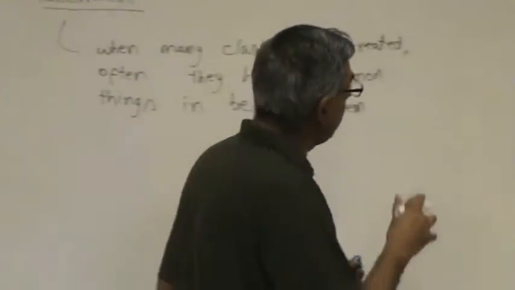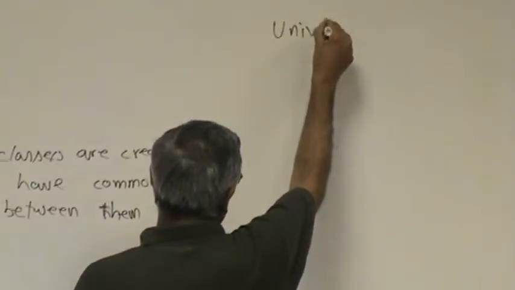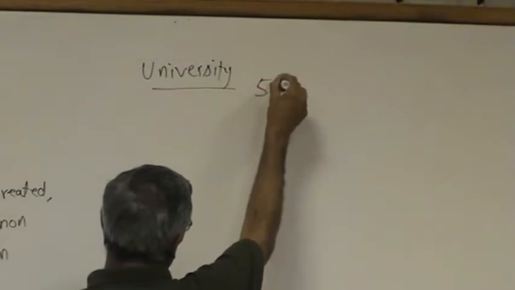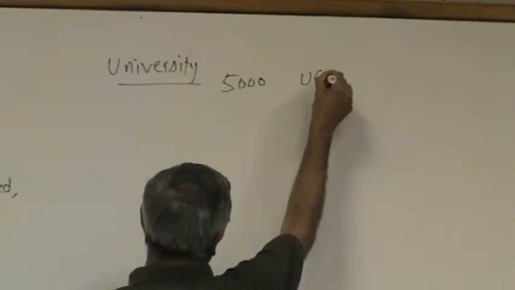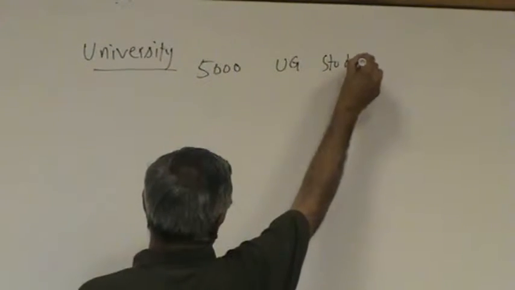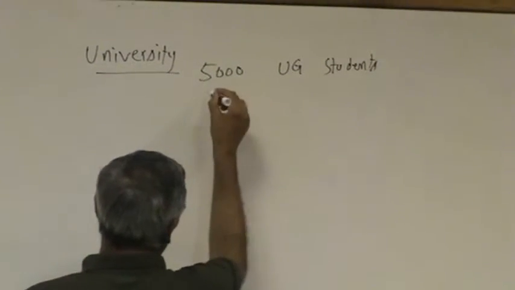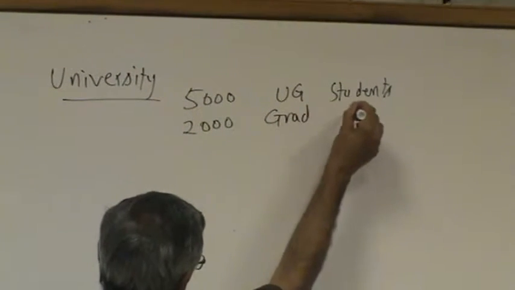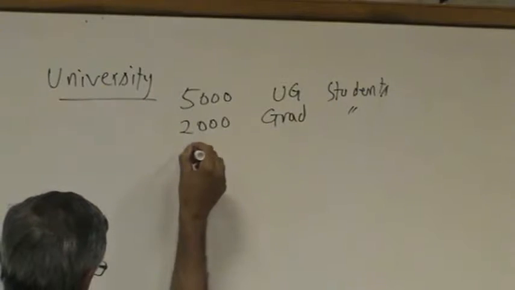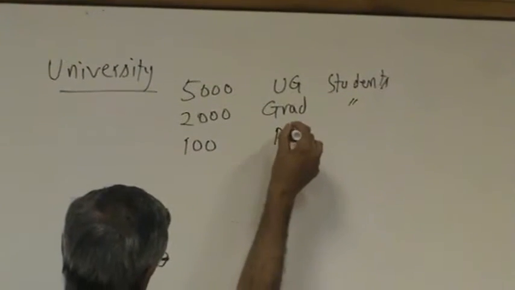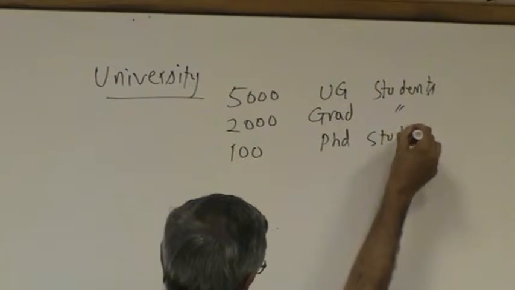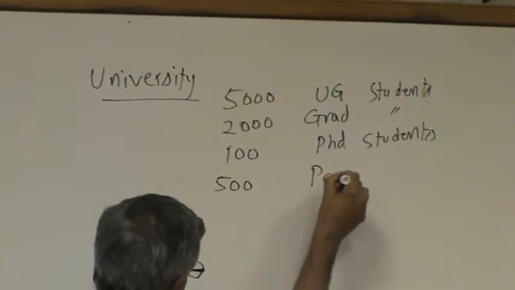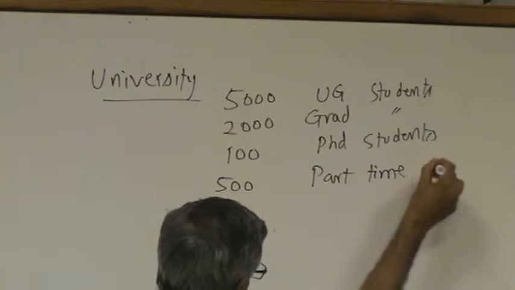Okay, in a university, let's pretend we have 5,000 undergraduate students. And let's say we have 2,000 graduate students. Okay, and let's pretend we have 100 PhD students. Okay, and let's pretend we have 500 part-time students.